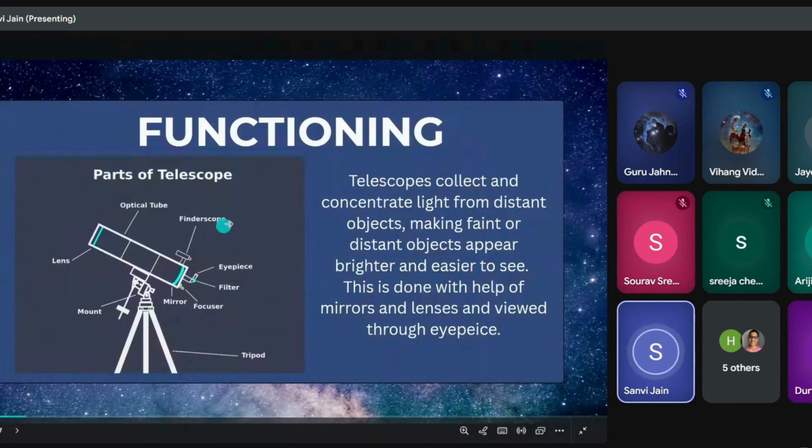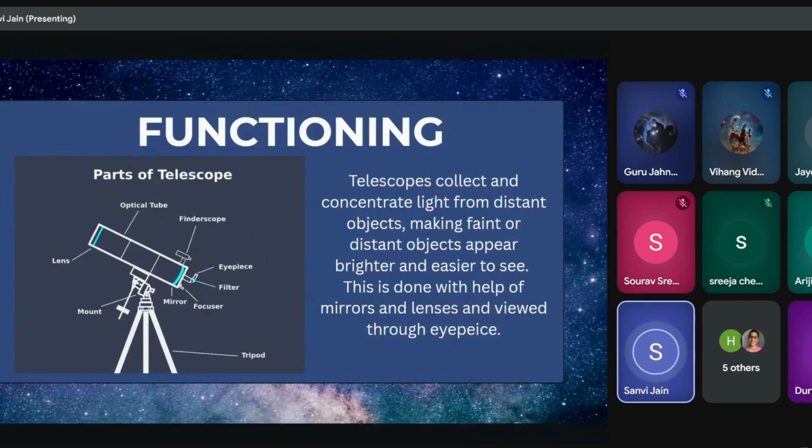Following this, we have the detection, which is done by the eyepiece. The eyepieces are used for real-time viewing, whereas we can also use digital sensors like CCDs, which can be used for converting these light signals into electric signals for digital imaging.